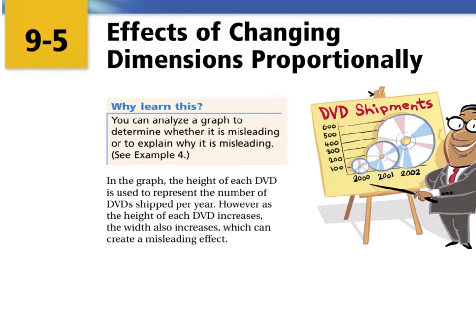In section 9.5, we're going to talk about the effects of changing dimensions proportionally. If you look at the right, you will see that in these DVD shipments, the height of each DVD is used to represent the number of DVDs shipped per year. However, as the height of each DVD increases, the width also increases, which actually causes a misleading effect. So let's start with what we're talking about today, and that is the effects of changing the dimensions.